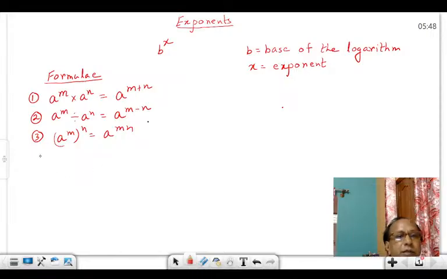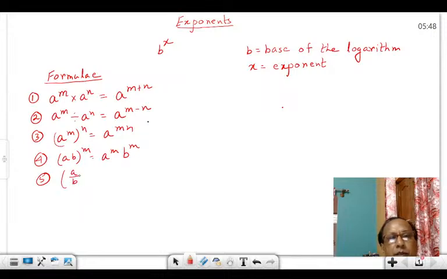Number 4 is (a b) to the power m. We can write it as a to the power m into b to the power m. And 5 is (a divided by b) to the power m. We can write it as a to the power m by b to the power m.